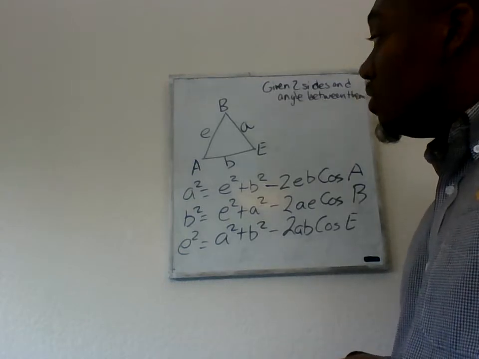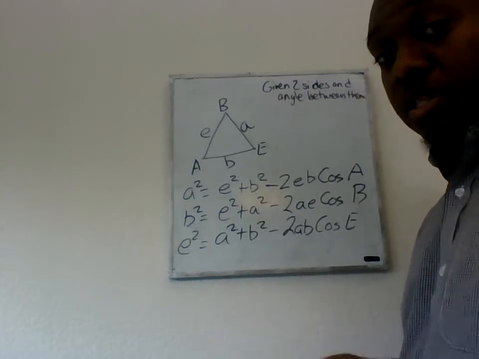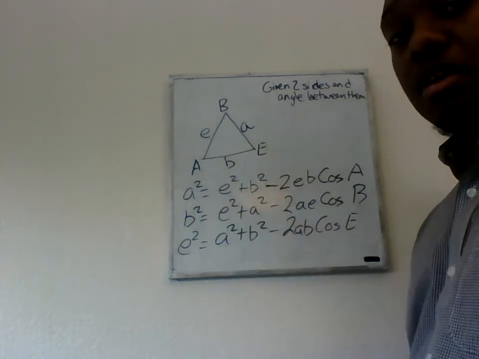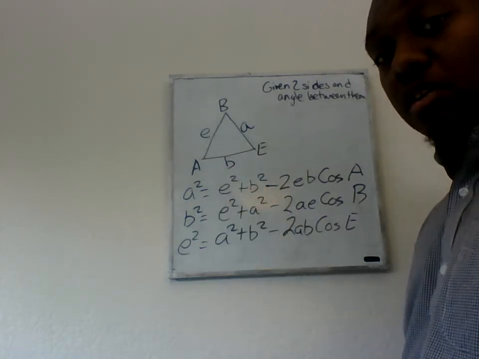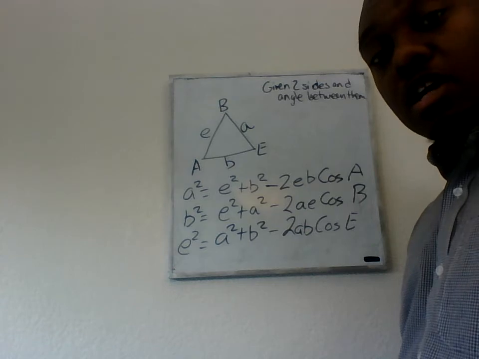You then from there can use law of sines because you have all three sides. You can use law of sines to find the other two angles. You can also even use law of cosines to find the other angles, and we'll talk about that soon.